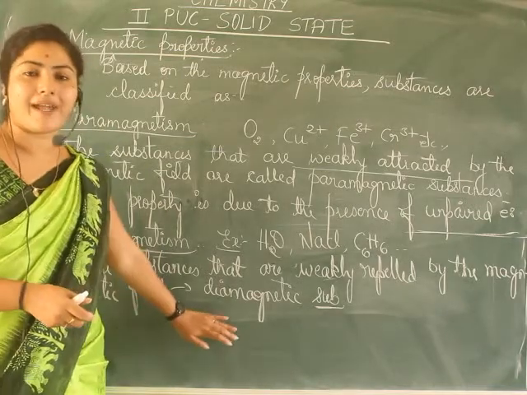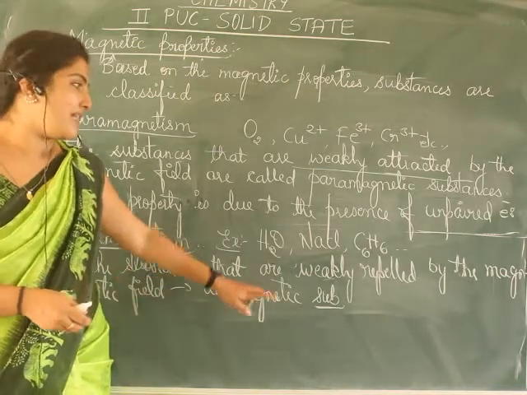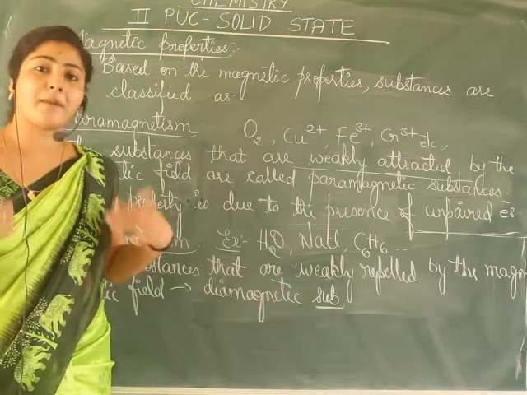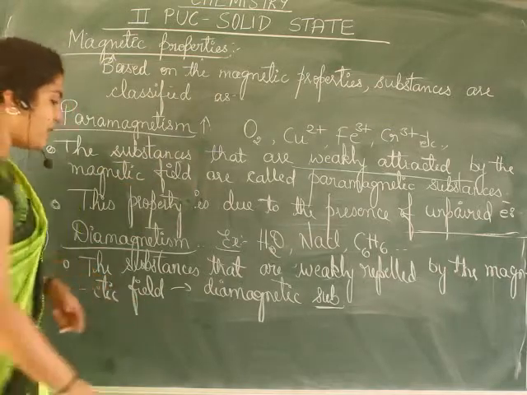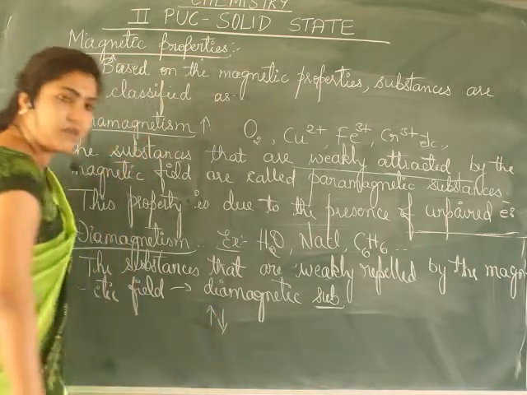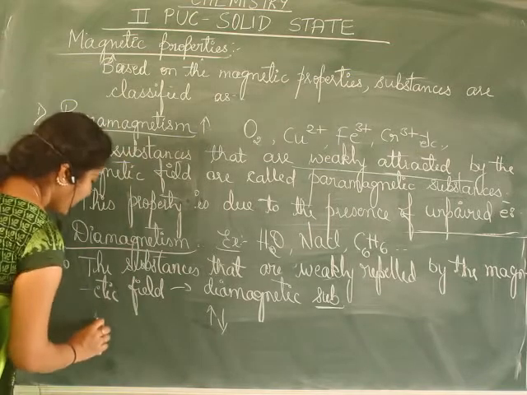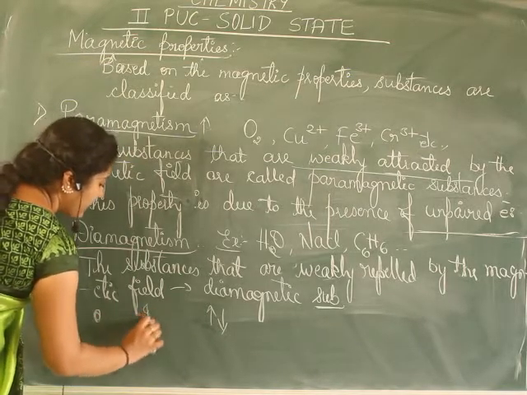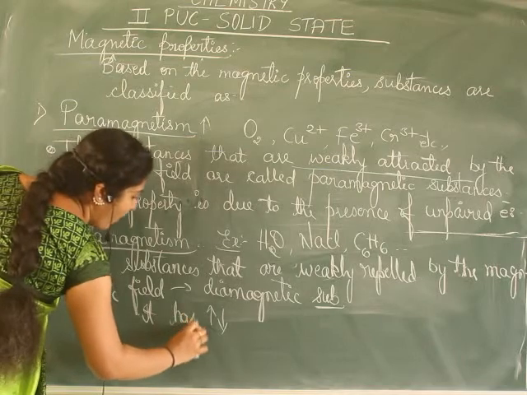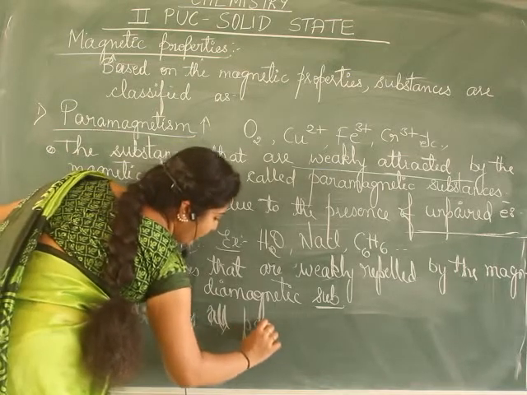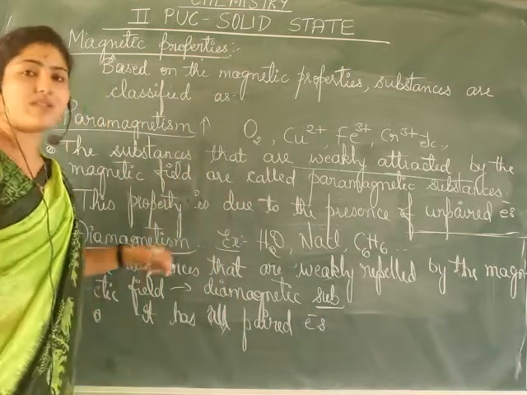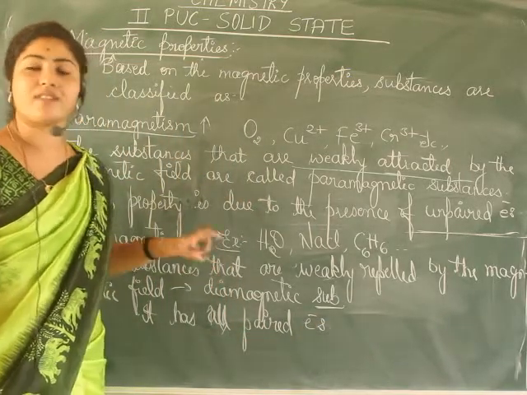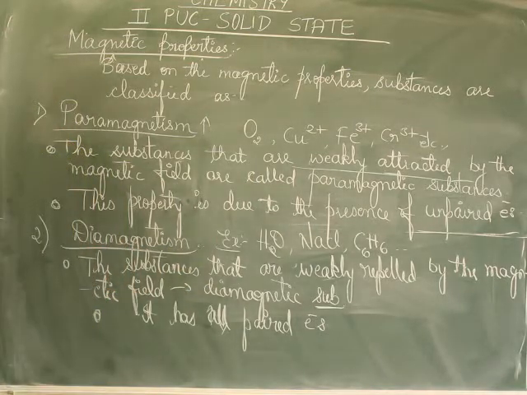And one more reason why it shows diamagnetic property is because here all the electrons are paired up. Here what did I say? There are unpaired electrons. But here all the electrons are paired up. So what do we say? It has all paired electrons. If there are no unpaired electrons, then we say it shows diamagnetic property, or it shows diamagnetism due to absence of unpaired electrons.